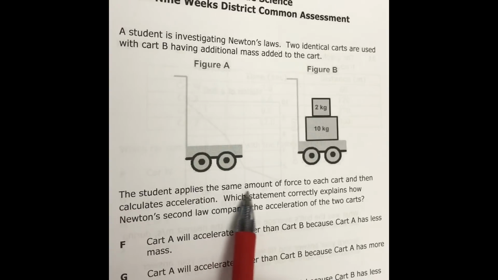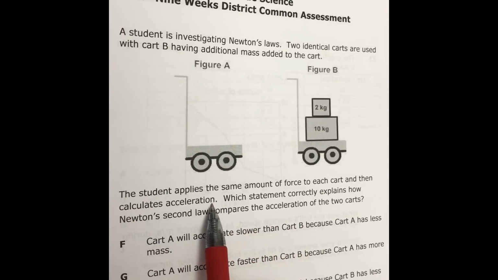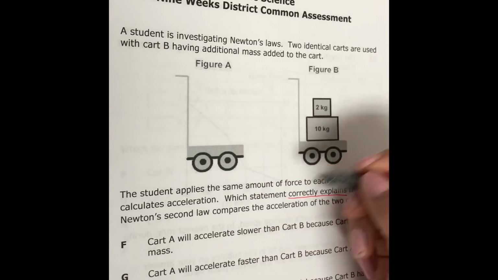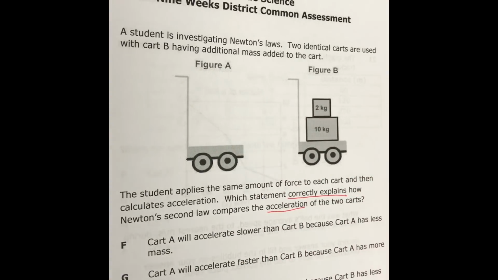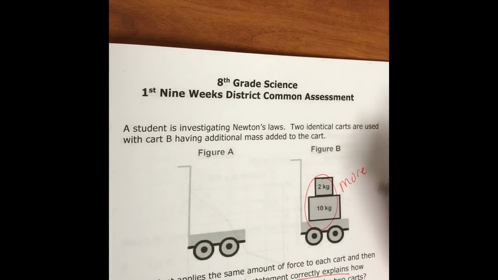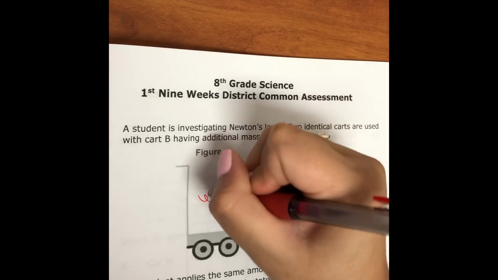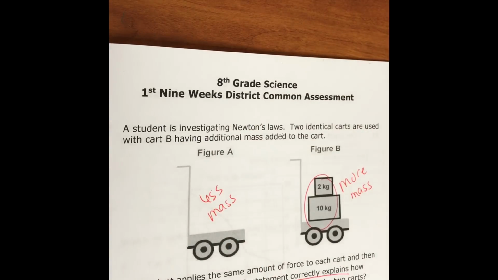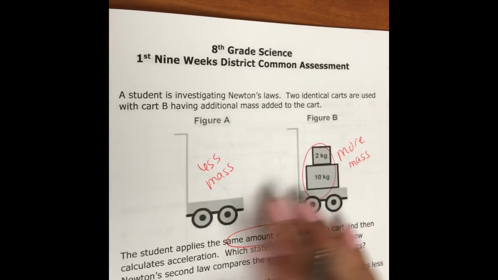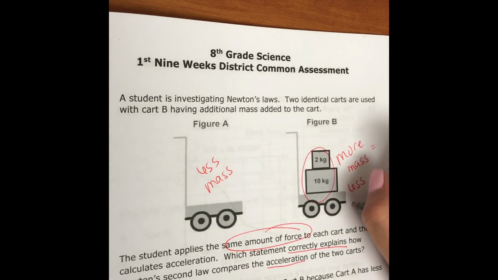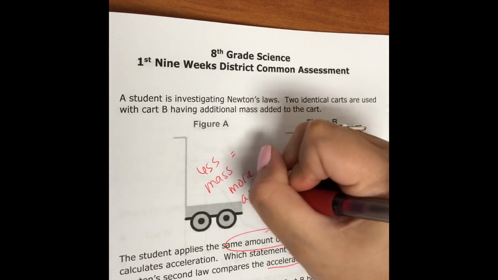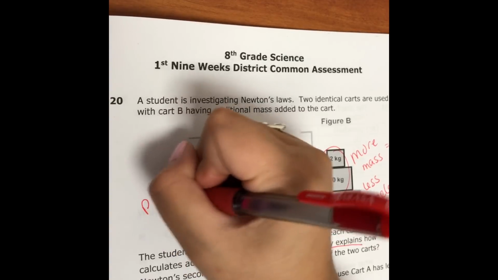The student applies the same amount of force to each cart and then calculates the acceleration. Which statement correctly explains how Newton's second law compares the acceleration of the two carts? So I have to see. More mass, less mass. It's the same force. So there's more mass, that's less acceleration, they have the same force. Less mass is more acceleration. If you need help with this, it's on page 11.